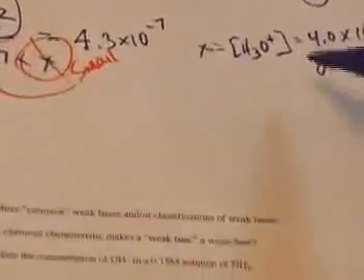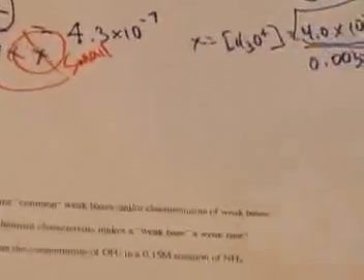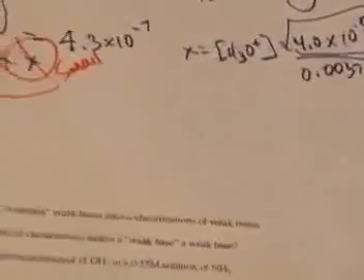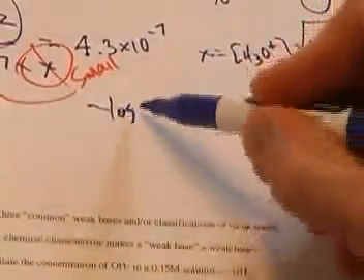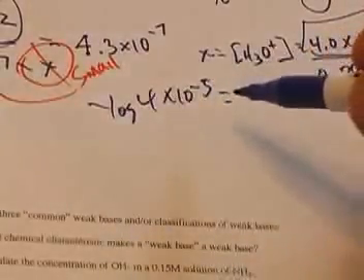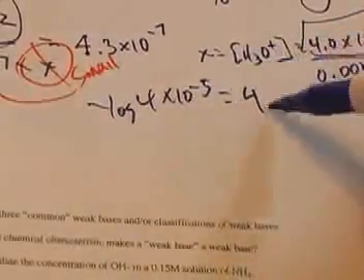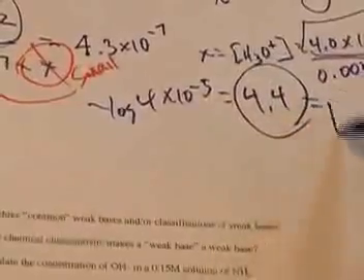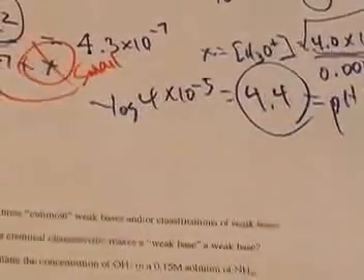As long as we take the negative logarithm of this concentration right here of H3O plus, and the negative log of 4 times 10 to the negative 5th turns out to be about 4.4. So we have a pH equal to about 4.4 for this.